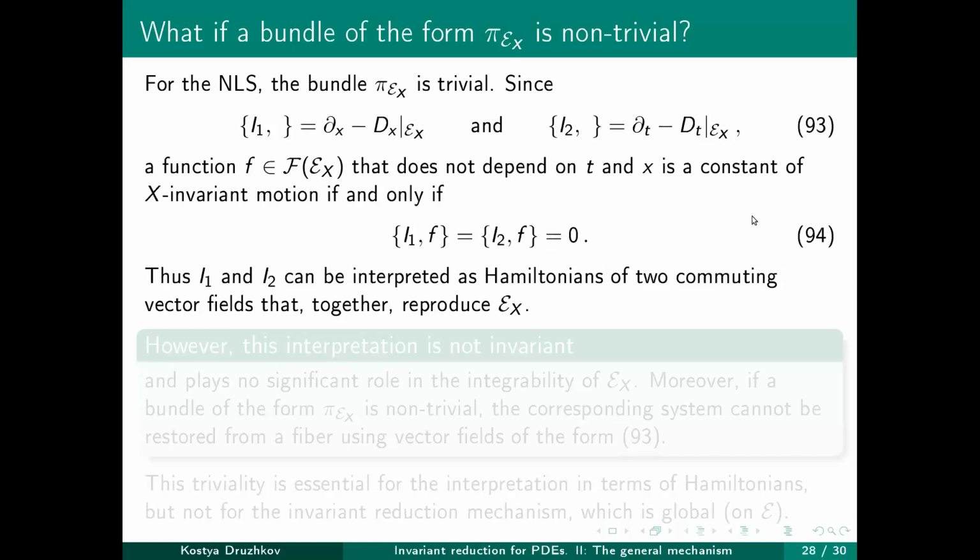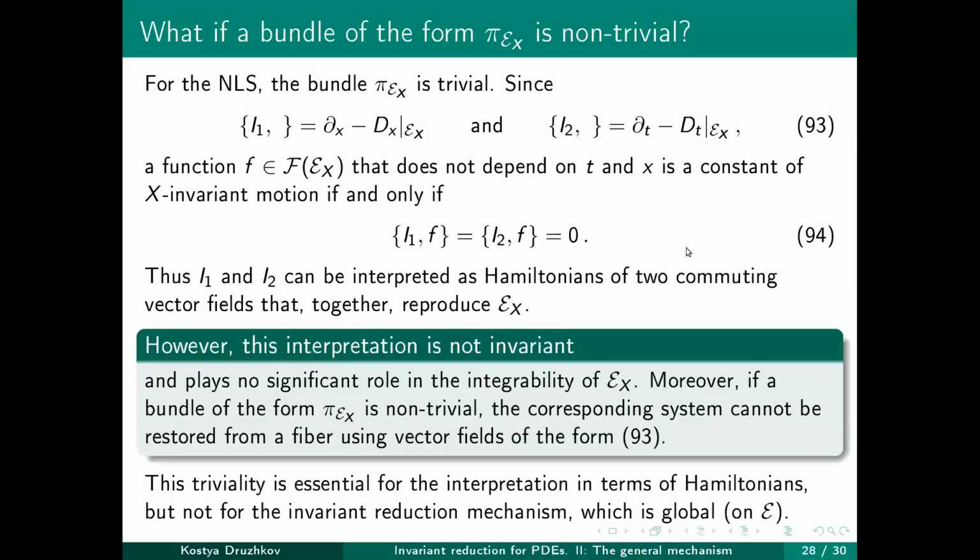So I1 and I2 can be interpreted as Hamiltonians of 2 commuting vector fields that together reproduce epsilon x. But this interpretation is not invariant, actually. This interpretation is not invariant because we have to choose something like good coordinates. We have to find some appropriate total derivatives. And the difference itself, how to write the difference itself, it's important to note something about this difference in principle. But so the interpretation is not invariant and plays no significant role in the integrability. We don't need this interpretation when it comes to integrability of epsilon x.